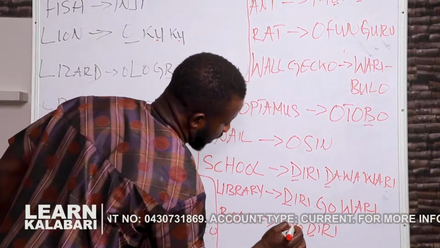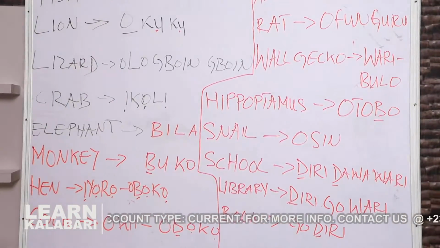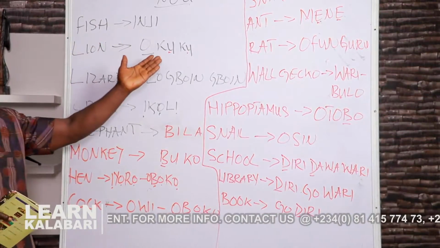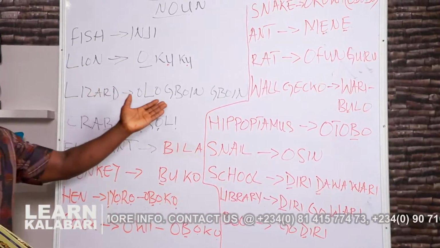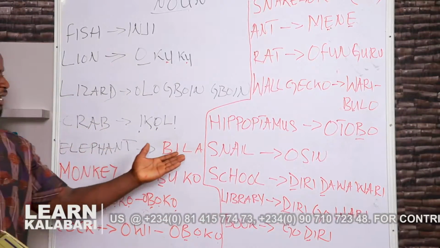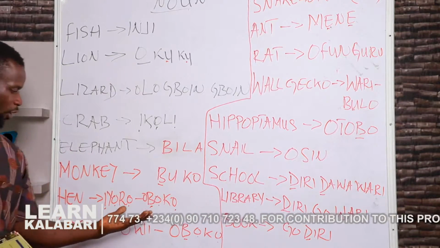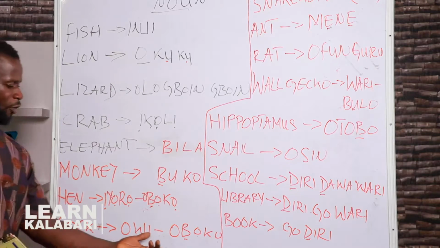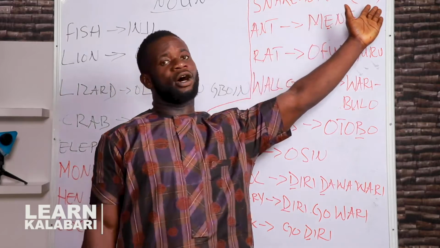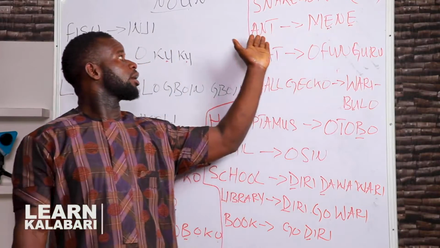Always remember your tonal marks. It's not something we should forget. So, Begin take a injisien, fish. Begin take a okokosien, lion. Begin take a olobomboisien, lizard. Begin take a kolesien, crab. Begin take a bilasien, elephant. Begin take a bokosien, monkey. Begin take a euro bokosien, hen. Begin take a oyo bokosien, cock. Begin take a orowi anania ododosien, snake. Begin take a menesien, ant.